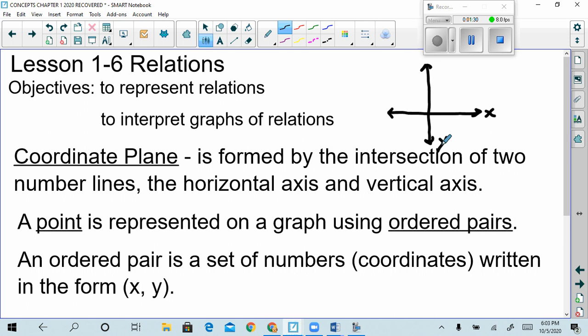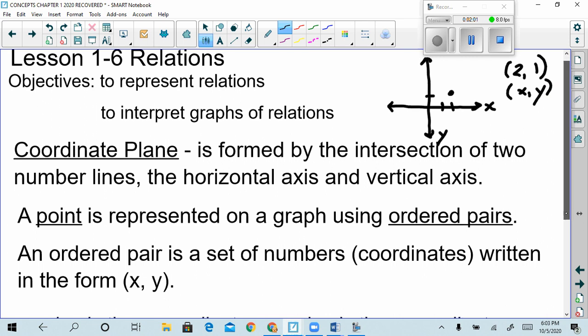We can graph points on a coordinate plane because if I give you an ordered pair like 2, 1, I'd go over 2 and up 1, and I would graph that point. Speaking of graphing the point, this ordered pair is your x and your y values. X always goes from left to right, and y is up and down. So we have those horizontal and vertical lines. We'll talk a little bit more about that in class.